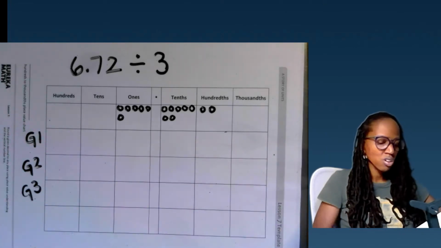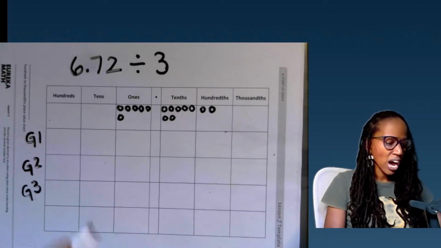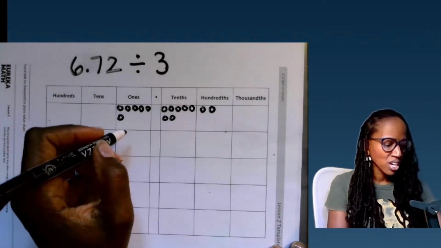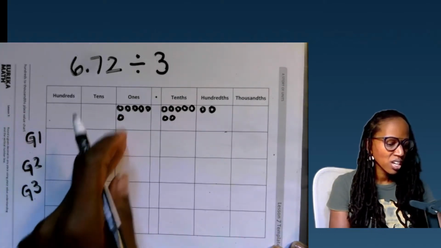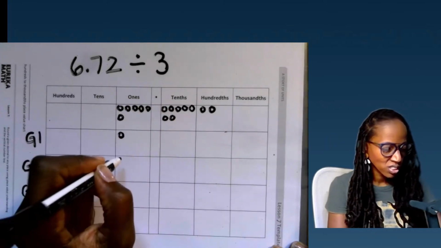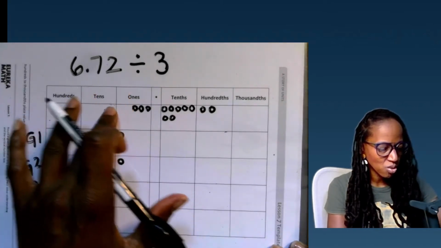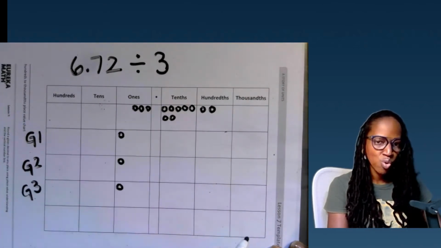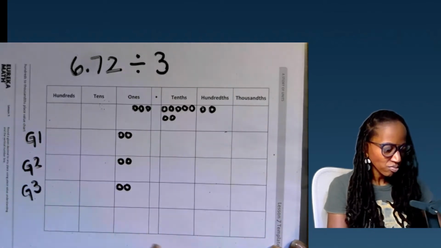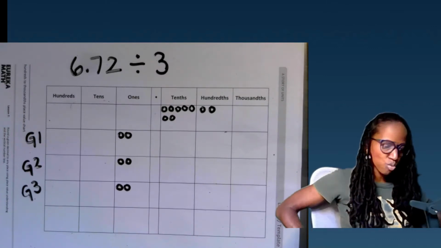So here we go. My first step, I'm taking a look and I see that I have 6 ones. So I have 3 groups. I'm going to divide my 6 ones into 3 groups. As I share each one, I'm going to remove it from the ones place. So I'm going to have 1, another 1, another 1. So I've shared 3 ones. I'm going to take those away. Now I can see I have 3 more ones to share. I'm going to share them. So each group, and I'm taking those away. I can see in my first example, each group has 2 ones.